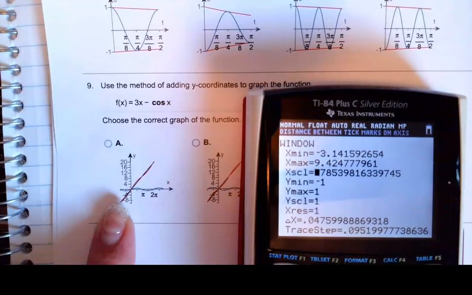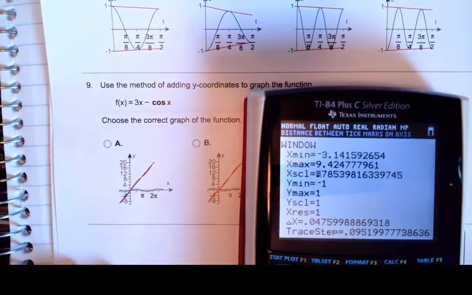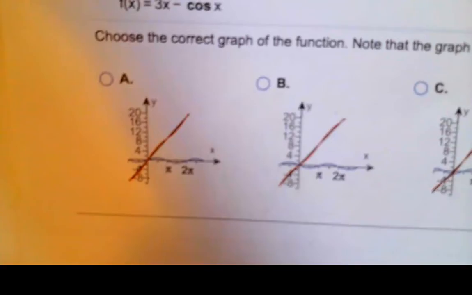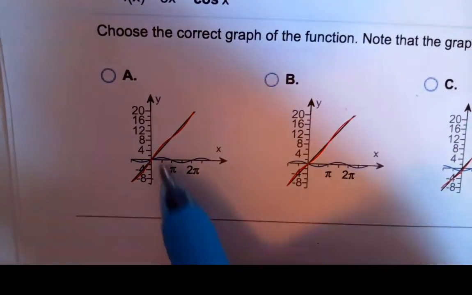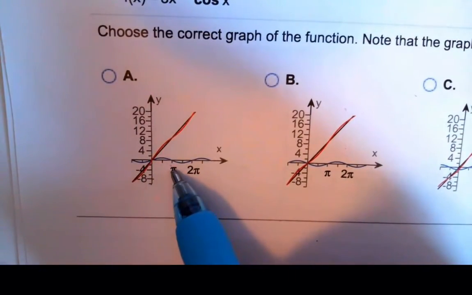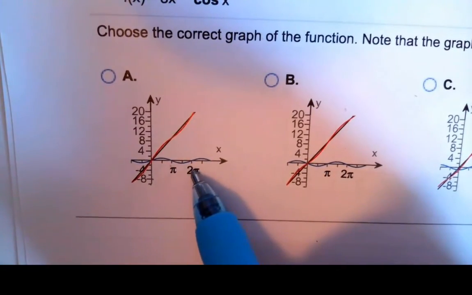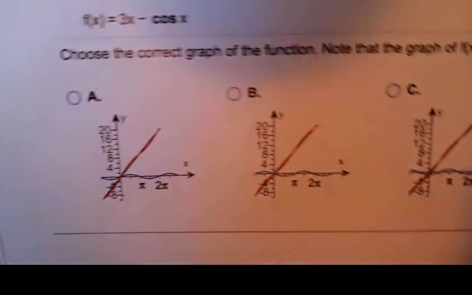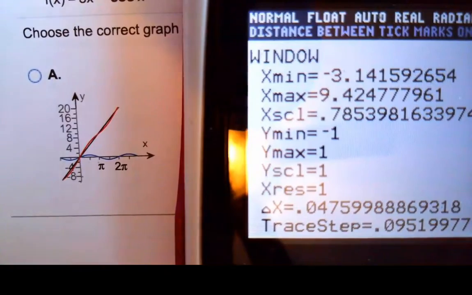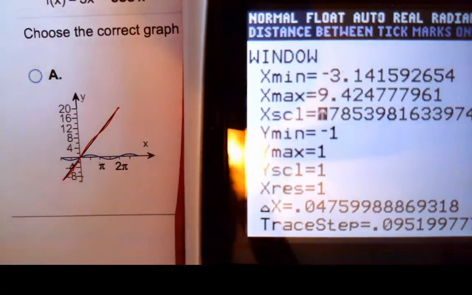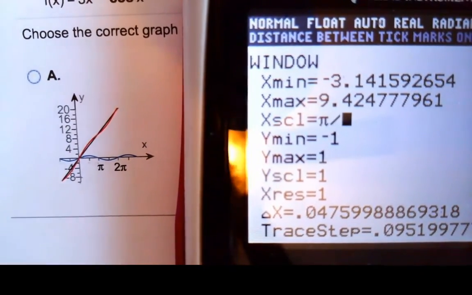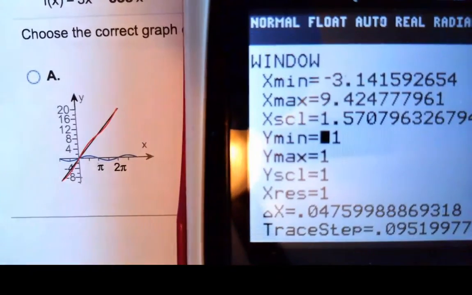Okay, and then what's my scale? My scale is actually in terms of pi over 2. If you look closely, and it doesn't matter which one we focus on because they're all the same scale, this is going to be pi, so this is half of a pi. This is 2 pi's over 2, 3 pi's over 2, 4 pi's over 2. So your x scale is going to be pi over 2.